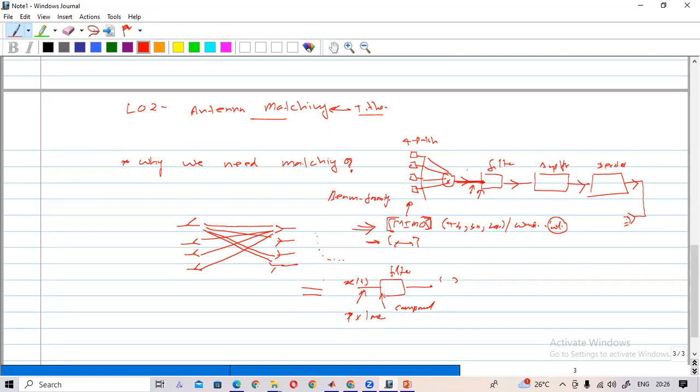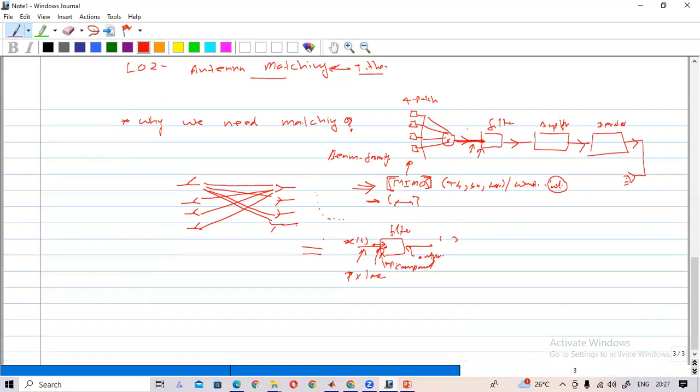Anyway, this has an input impedance. This input port has an impedance that we call the input impedance, and this output port will also have an impedance, the output impedance. Now you can see that the transmission line impedance will not be equal to this component impedance. So when the signal is transferred to this component, these two impedances are not matching.